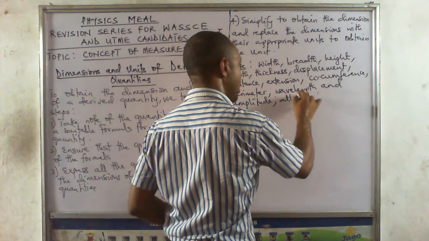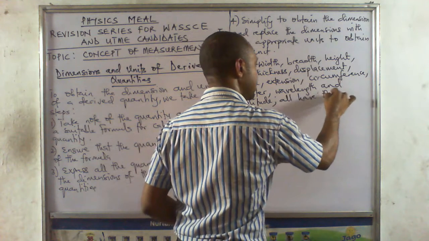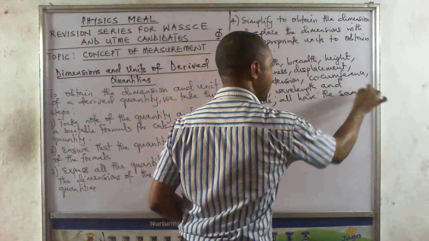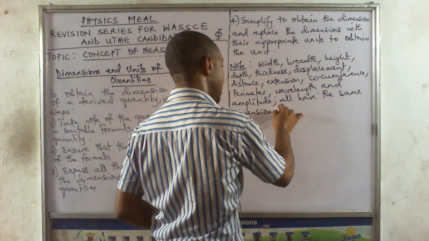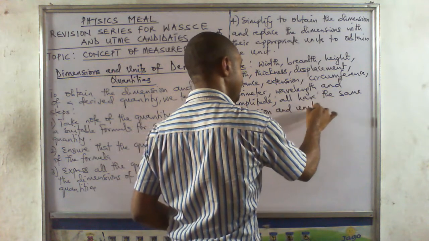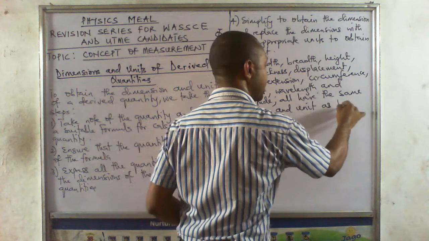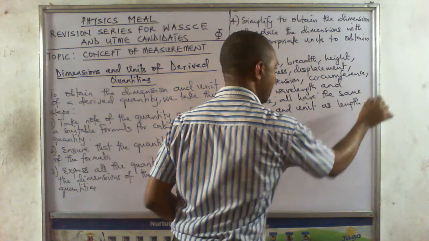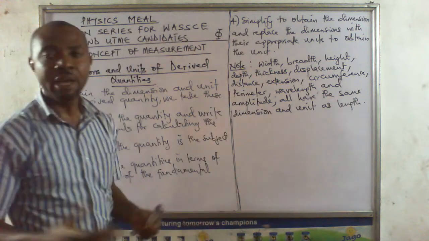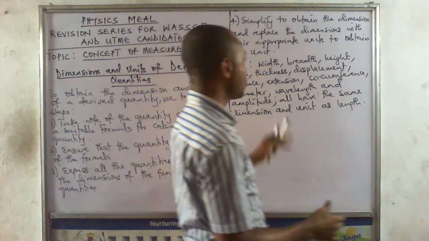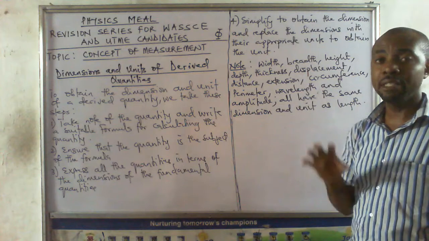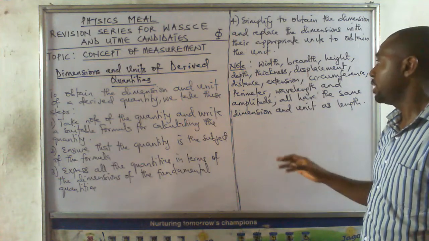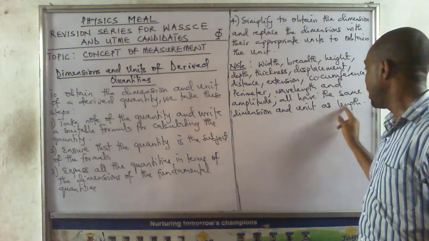All have the same dimension and unit as length. So the dimension of all these quantities that I've just mentioned are the same as the dimension of length. So width has the same dimension as length.